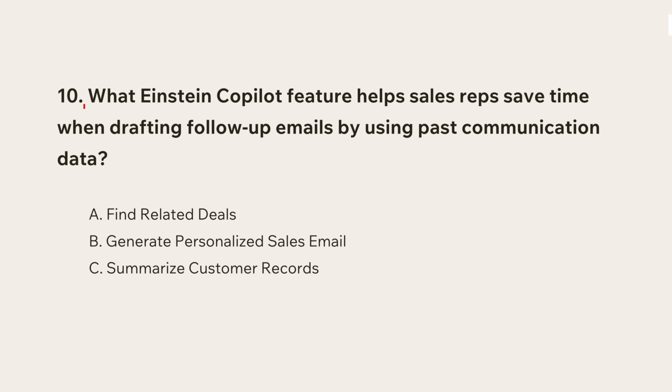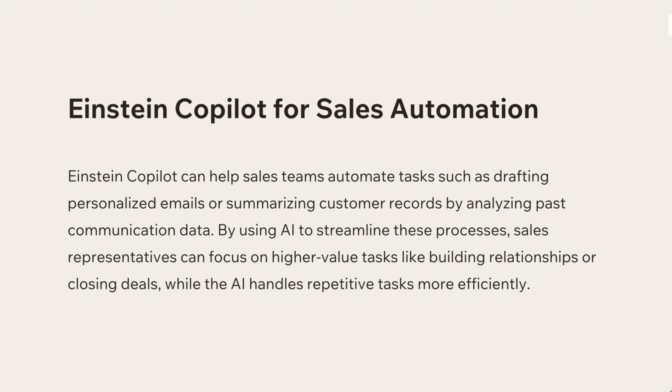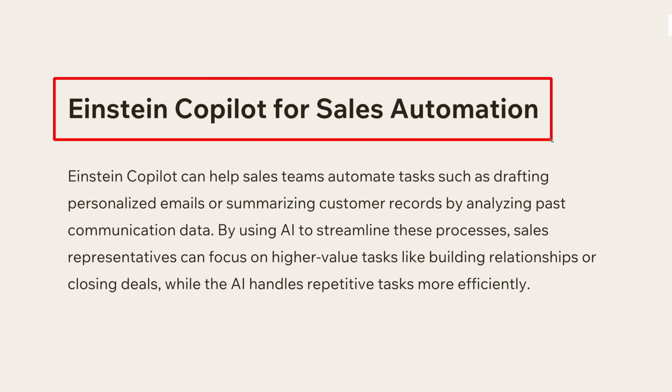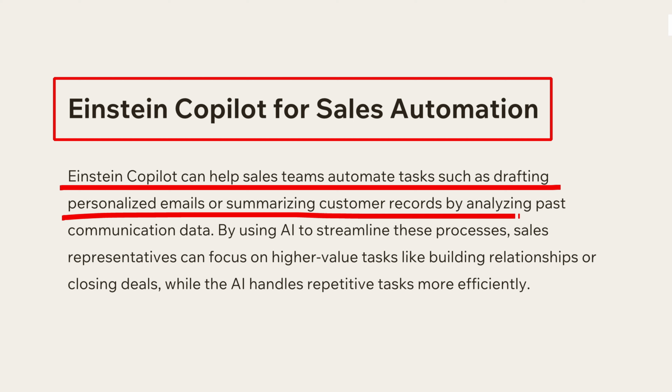Question 10. What Einstein copilot feature helps sales reps save time when drafting follow-up emails by using past communication data? The knowledge points of this question are: Einstein Copilot for sales automation. Einstein Copilot can help sales teams by automatically creating things like personalized emails or summaries based on past interactions. It saves time and helps reps focus on more important tasks.